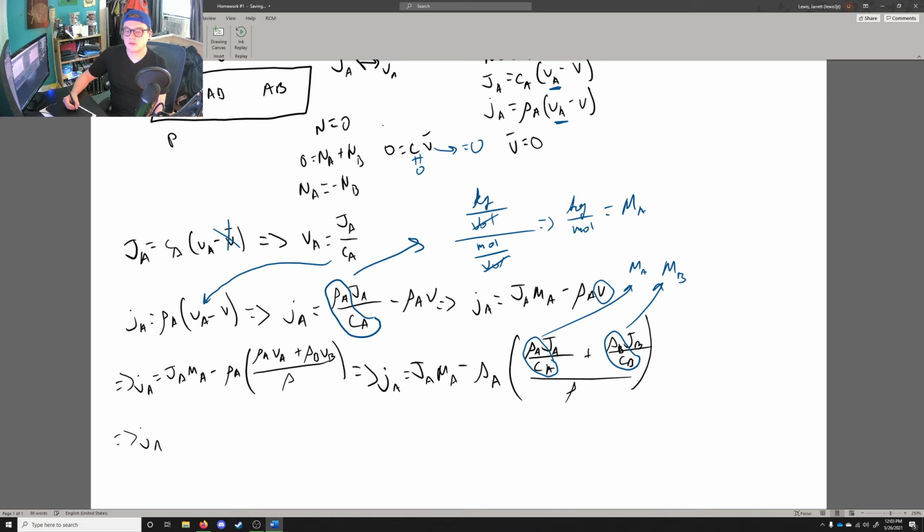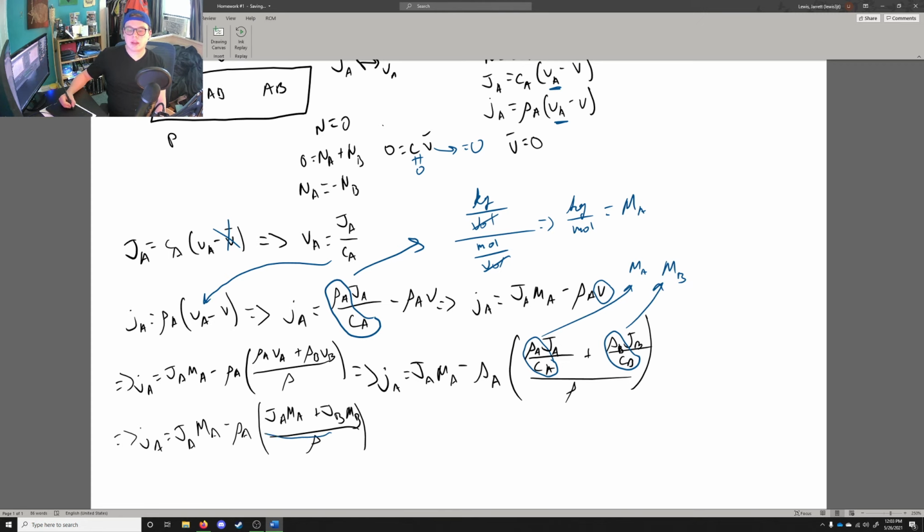So we have the mass diffusive flux of A is equal to the molar diffusive flux of A times the molecular weight of A, minus the mass concentration of A times the molar diffusive flux of A times the molecular weight of A plus the molar diffusive flux of B times the molecular weight of B, all divided by the total molar flux. All right, we are almost there. We just need to tidy this up a bit.